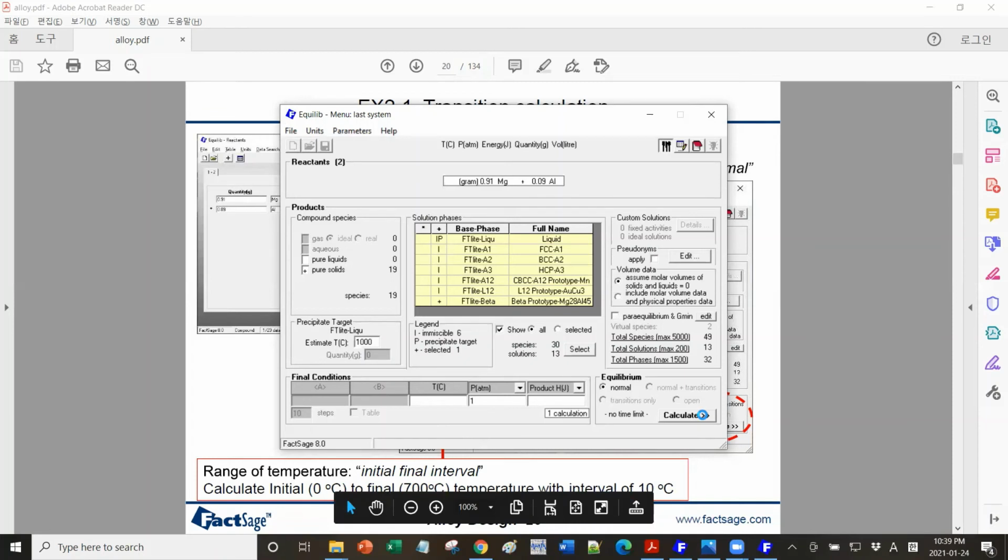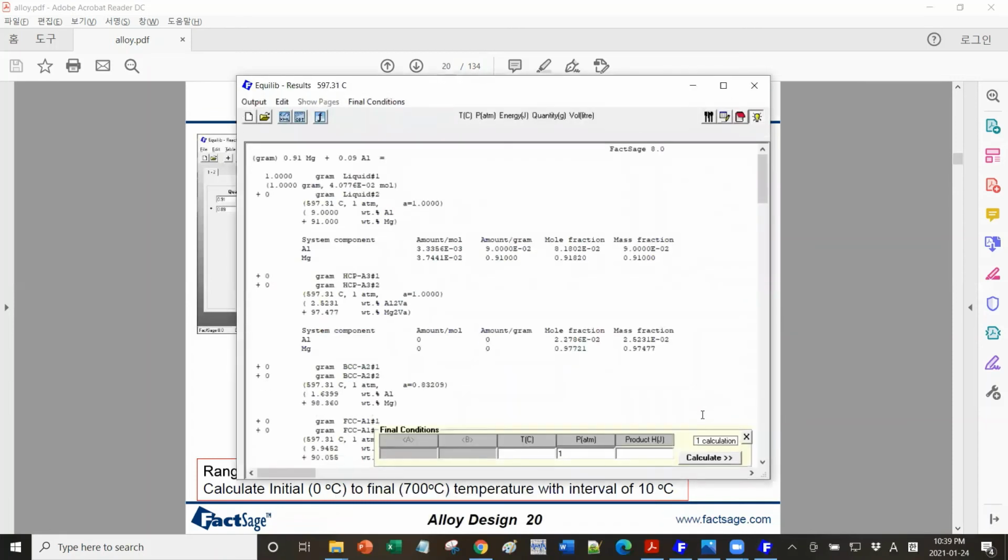So calculate, then FactSage calculates the liquidus temperature: 597.31 Celsius degrees. At this temperature, HCP starts to form.